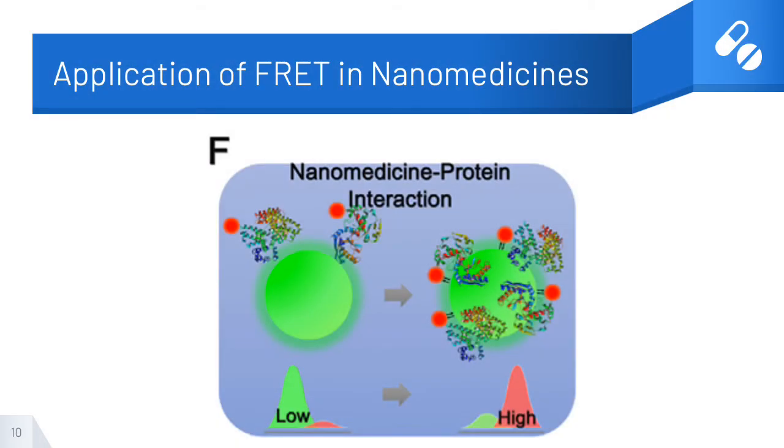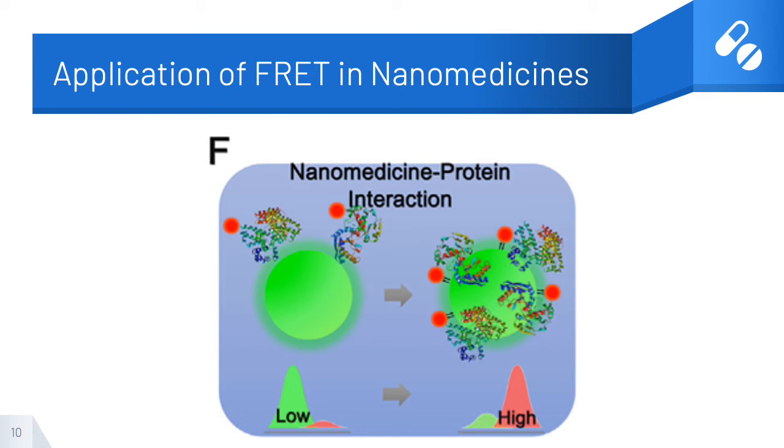Another figure from the same article also demonstrates how FRET works with nanomedicines. Nanomedicines and proteins can form FRET pairs, and the protein can be labeled or marked with fluorescence and then binds with the nanomedicine. If the protein has a high affinity for the nanomedicine, the FRET efficiency is increased. A high FRET efficiency would indicate to scientists that the protein is a good target protein for the particular drug that they are researching or trying to develop.